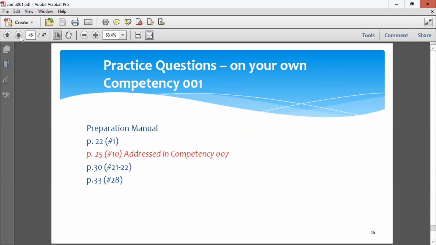In your preparation manual, these are the questions that are under Competency 1. It's 1, 21, and 22, and 28, and actually they have number 10, which really is not addressed until Competency 7. So if you miss number 10, that's probably why. I think it's just an error on the test preparation manual.